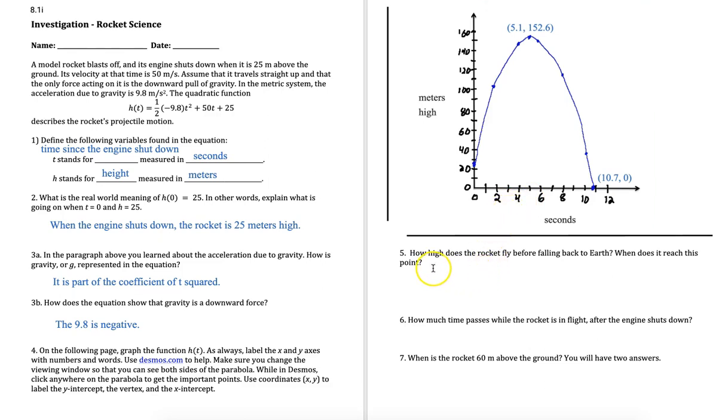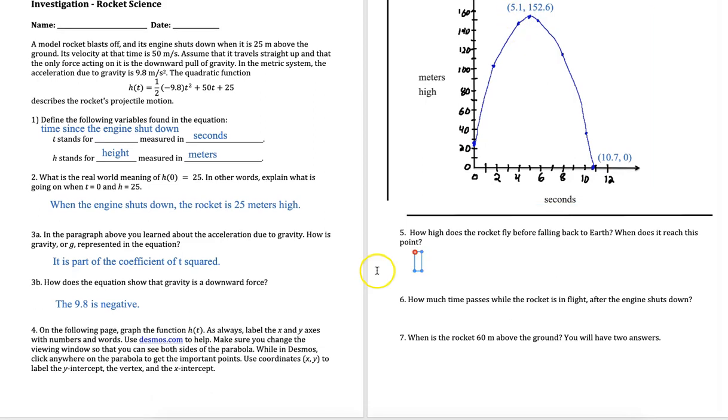Right, at number 5, how high does the rocket fly before falling back to Earth? And when does it reach this point? Well, the highest point that the rocket flies is up here at 152.6 meters. And that happens 5.1 seconds after the engine shut down.